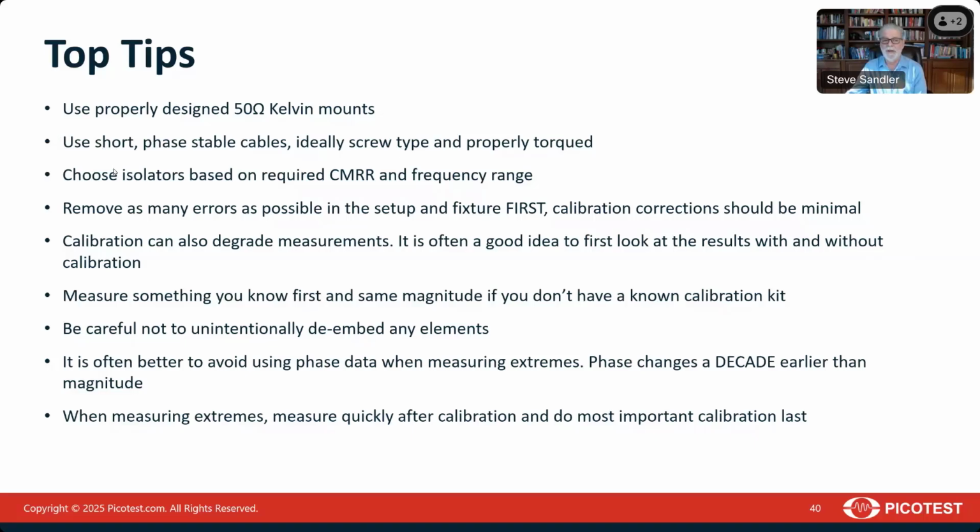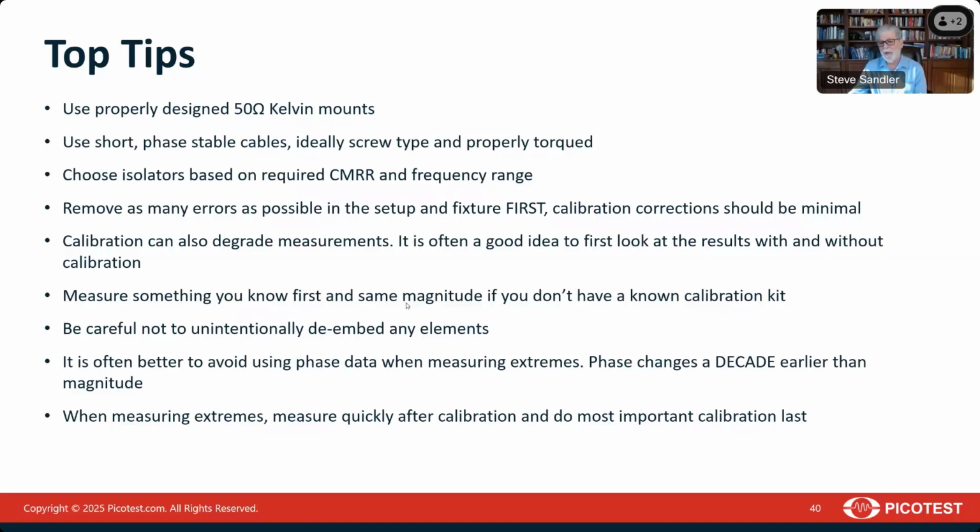PDN cables are relatively phase stable, and so they work pretty well for this. Choose an isolator that's based on the required CMR and the frequency range that you want to measure. And really importantly, remove as many errors as you possibly can in the setup and the fixture first. Calibration corrections are generally intended to be minor adjustments, not huge adjustments. Remember that calibration changes the measurement. That means that it can also degrade the measurement. So it's often a good idea to look at the results with and without the calibration turned on, just to make sure that they look similar.